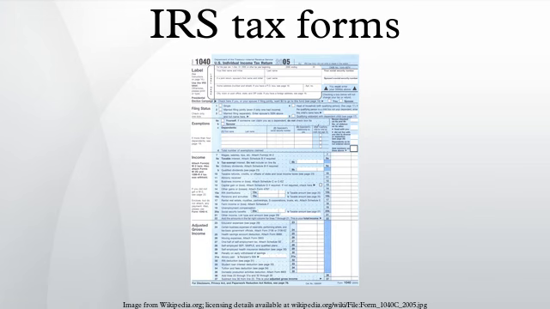See also: IRS e-file, IRS Volunteer Income Tax Assistance Program, Taxation in the United States, References. External links: Internal Revenue Service.